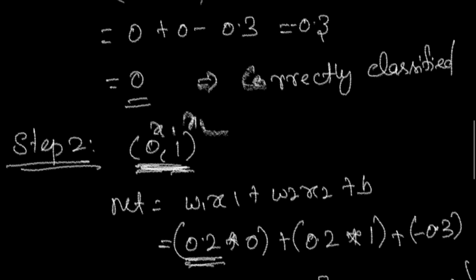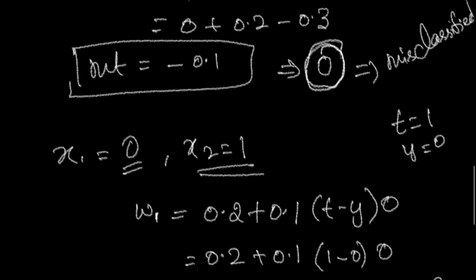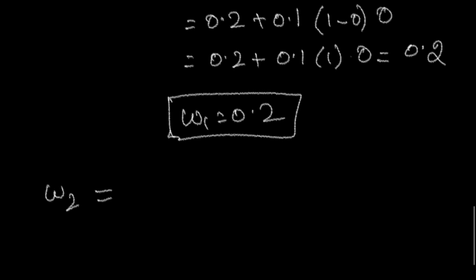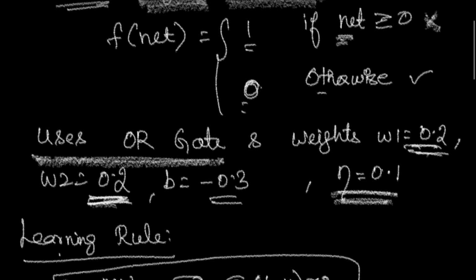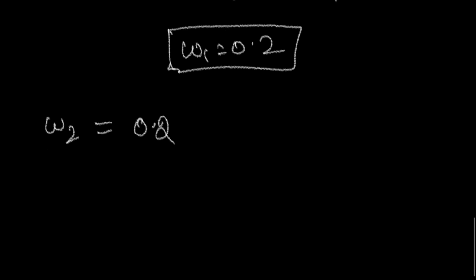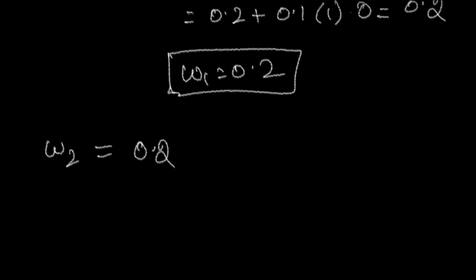Why is it 1? Because we are still calculating for 0, 1. It's misclassified. We are trying to make it learn and correct the misclassified value, so we are adjusting the weights and assigning new values for it. For W2, the previous weight we have used is 0.2, right? That's what I have given here, 0.2. The old weight, plus.